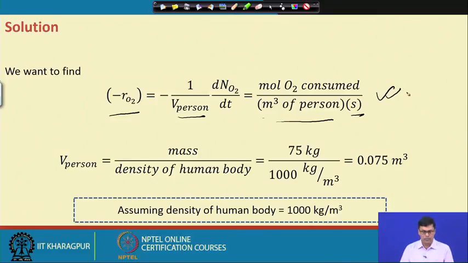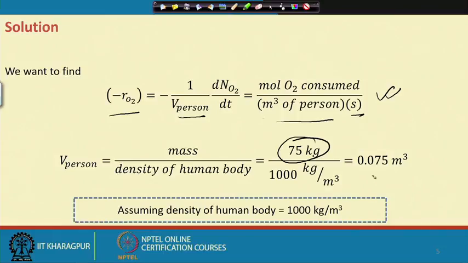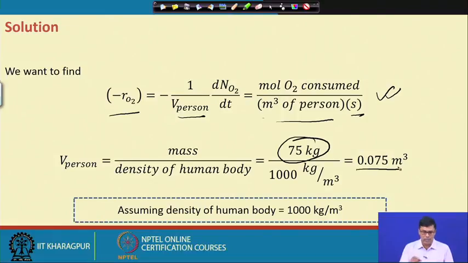So, this we have to find out. This is our destination. First we have to calculate the volume of the man whose weight is 75 kg. To know the volume, we first need the density of the man. The human body contains mostly water. So if we assume the density is close to that of water, 1000 kg per cubic meter, then dividing by that we get the volume. This is the volume of the person, which we can easily calculate.